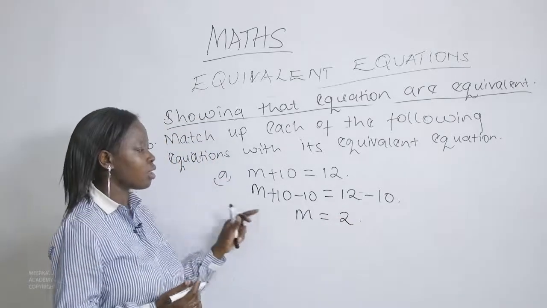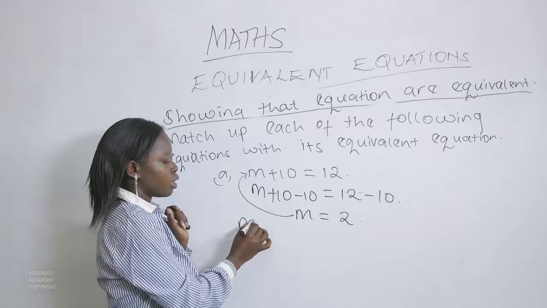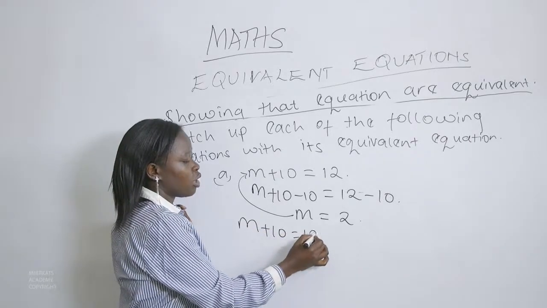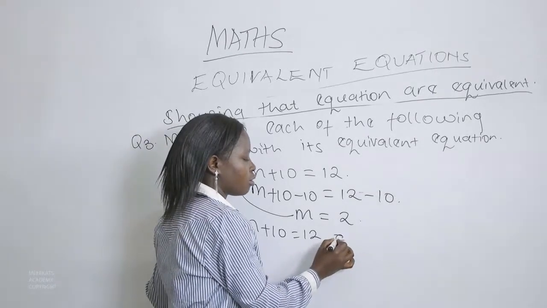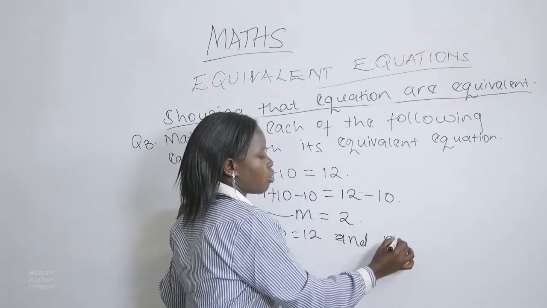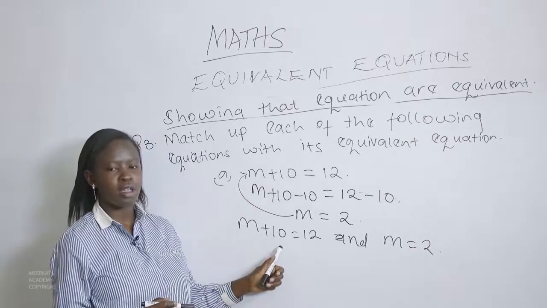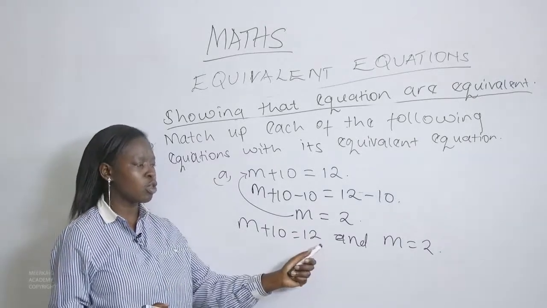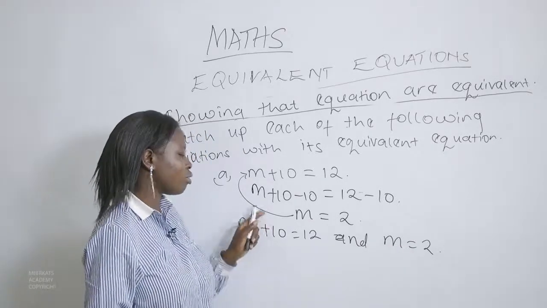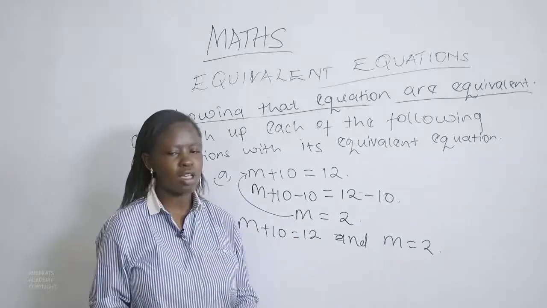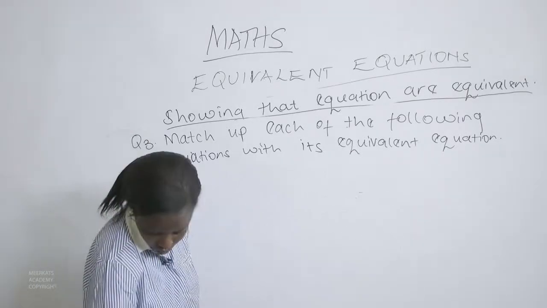So this means that the equation m plus 10 is equal to 12 is equivalent to the equation m is equal to 2. It is possible to subtract 10 on both sides of the given equation and obtain the second equation. So since we can subtract a number on both sides and obtain the second equation, it means that the two equations are equivalent equations.